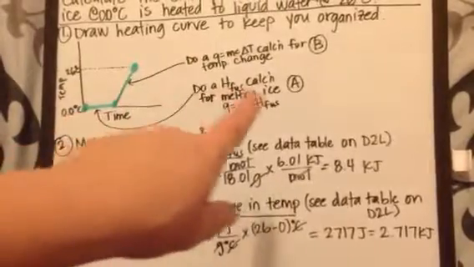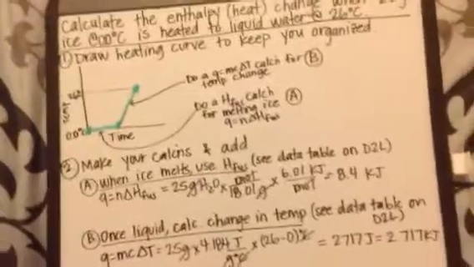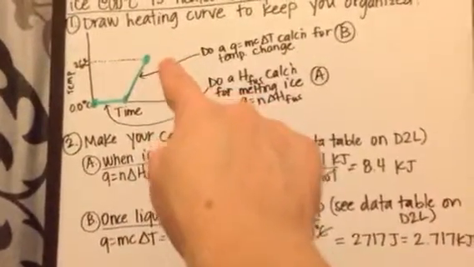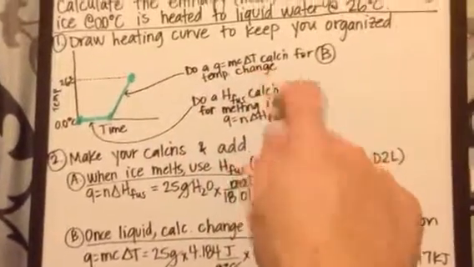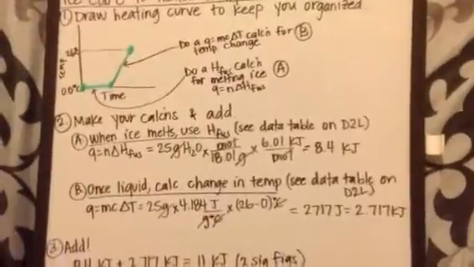So we're going to calculate how much energy that takes. We're going to use heat of fusion for that. Then once all my ice is melted, I'm going to increase the temperature to 26. So that's Q equals MC delta T. So that's two separate calculations I've labeled A and B.